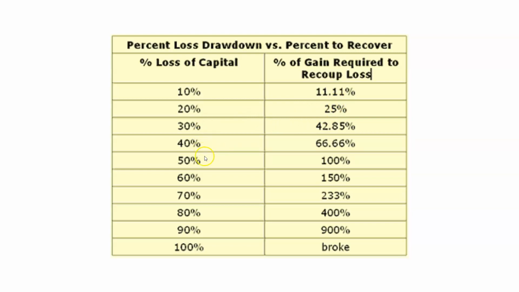But as you see, as the drawdown increases, the higher the gain needs to be in order to recoup. So at a 50% drawdown, you need to gain double that in order to make up for the loss. So you have to get 100%. At 90% drawdown, you would have to make 900%. And of course, once you hit that 100%, this says broke here. So you're actually capped out. You cannot return from a 100% loss, okay?